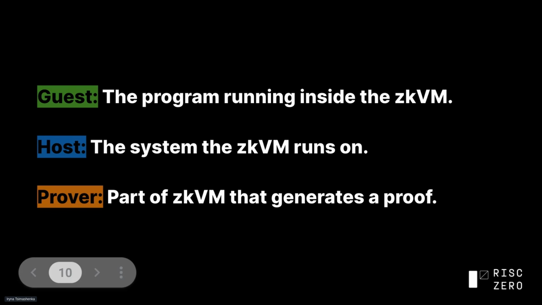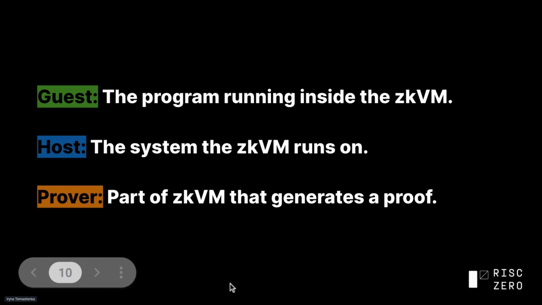So Brian just went through the ZKVM architecture, but let's look at how we call it within RISC Zero. A guest is a program that is running inside the ZKVM. This is the input program that you as a user send to the ZKVM. We also have a host. The host is a system that runs the ZKVM, and the host emulates the guest, so it reproduces the program.